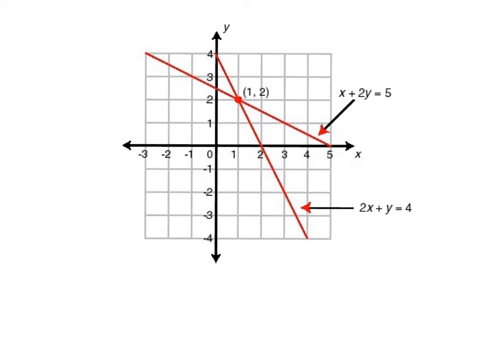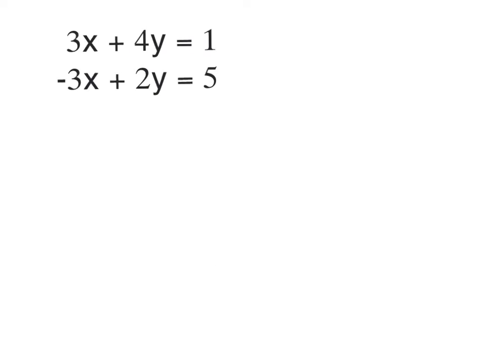But we can't always graph the lines because we don't always have a graph, and sometimes our solution won't be integers, so it will be difficult to read on a graph. So let's look at a different method for solving a system of equations. Another way to solve a system of equations is called elimination.